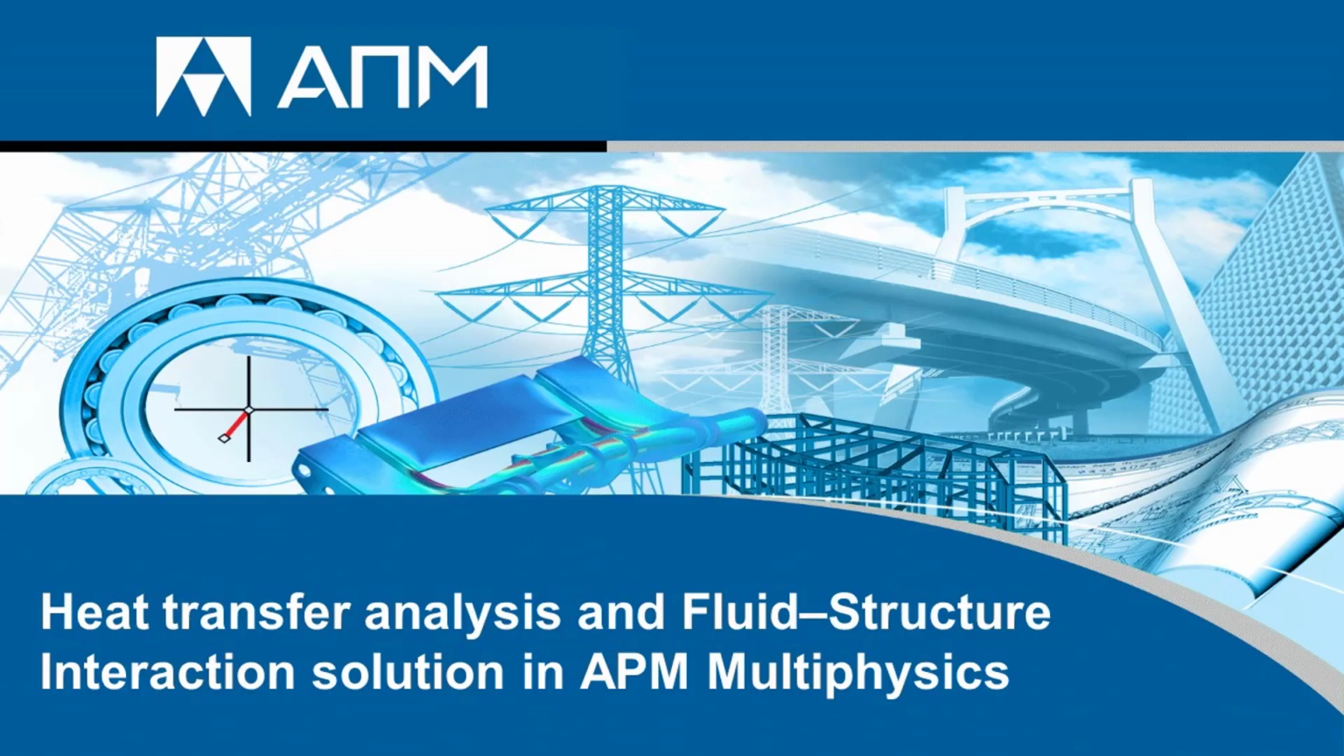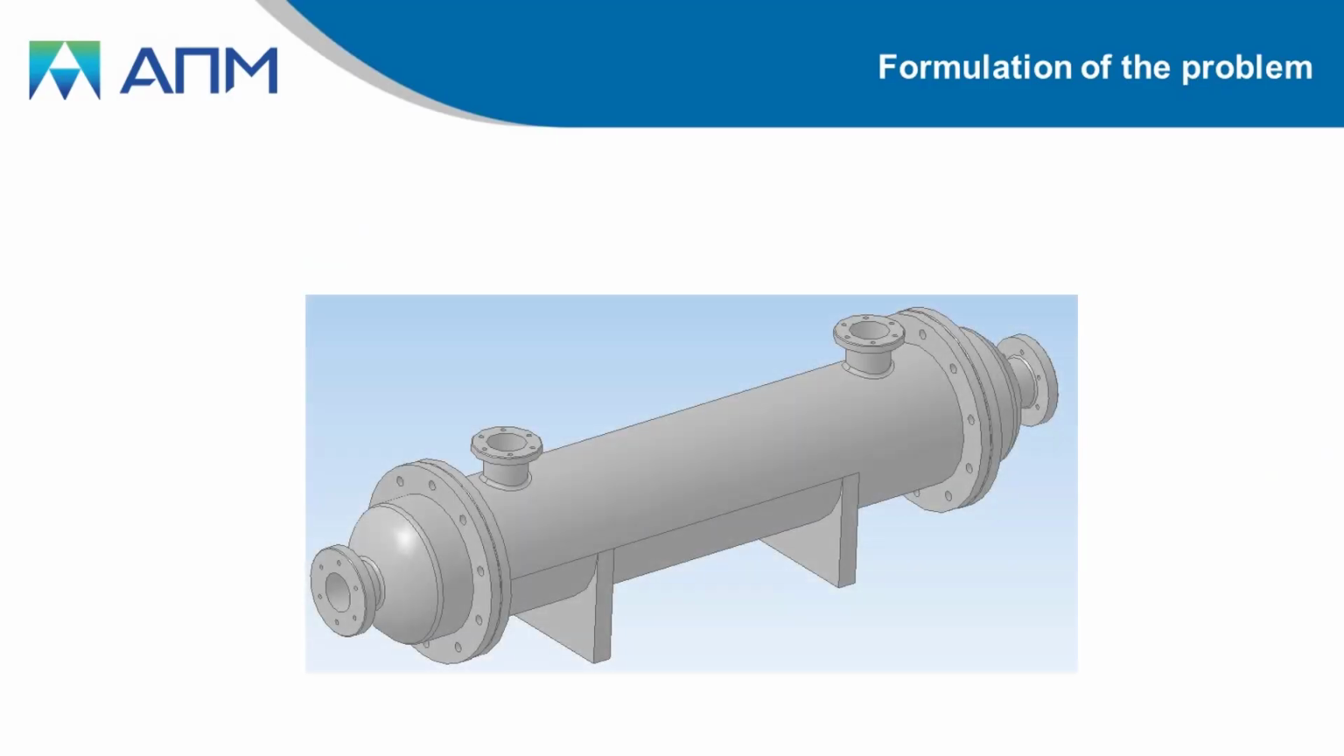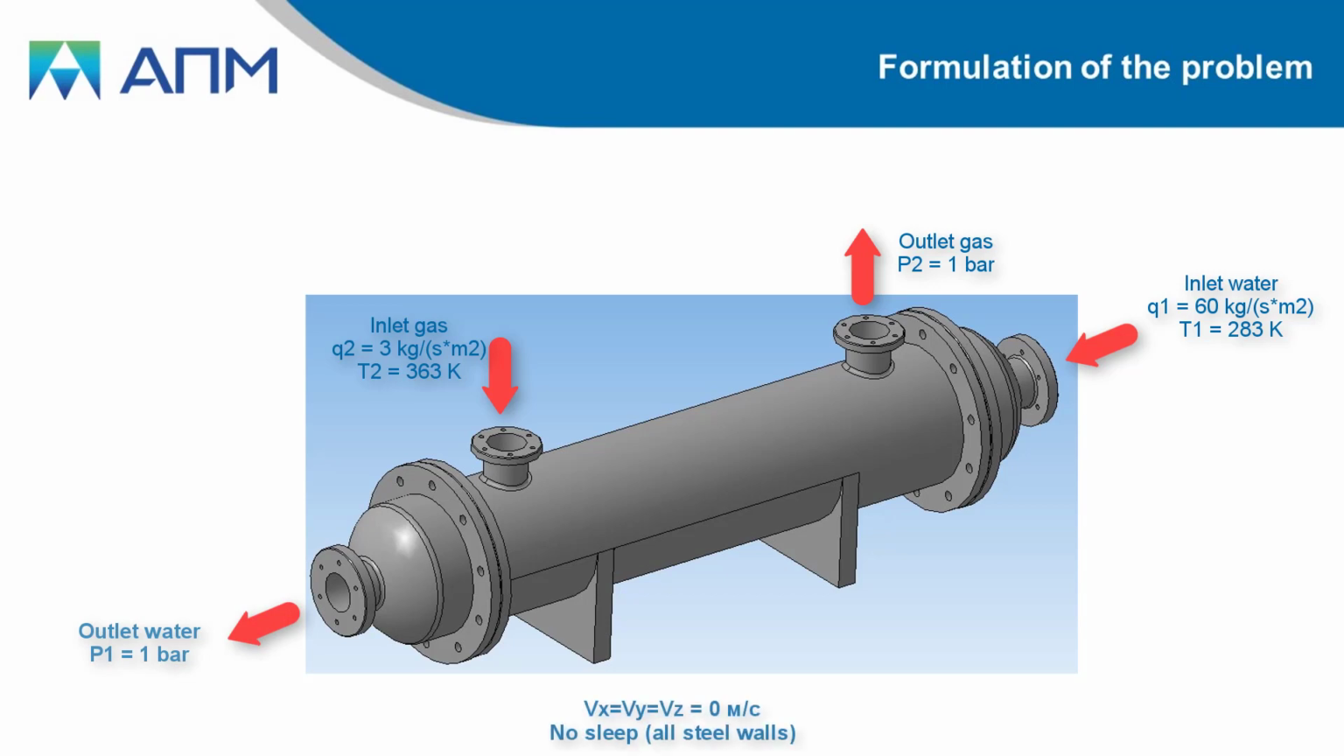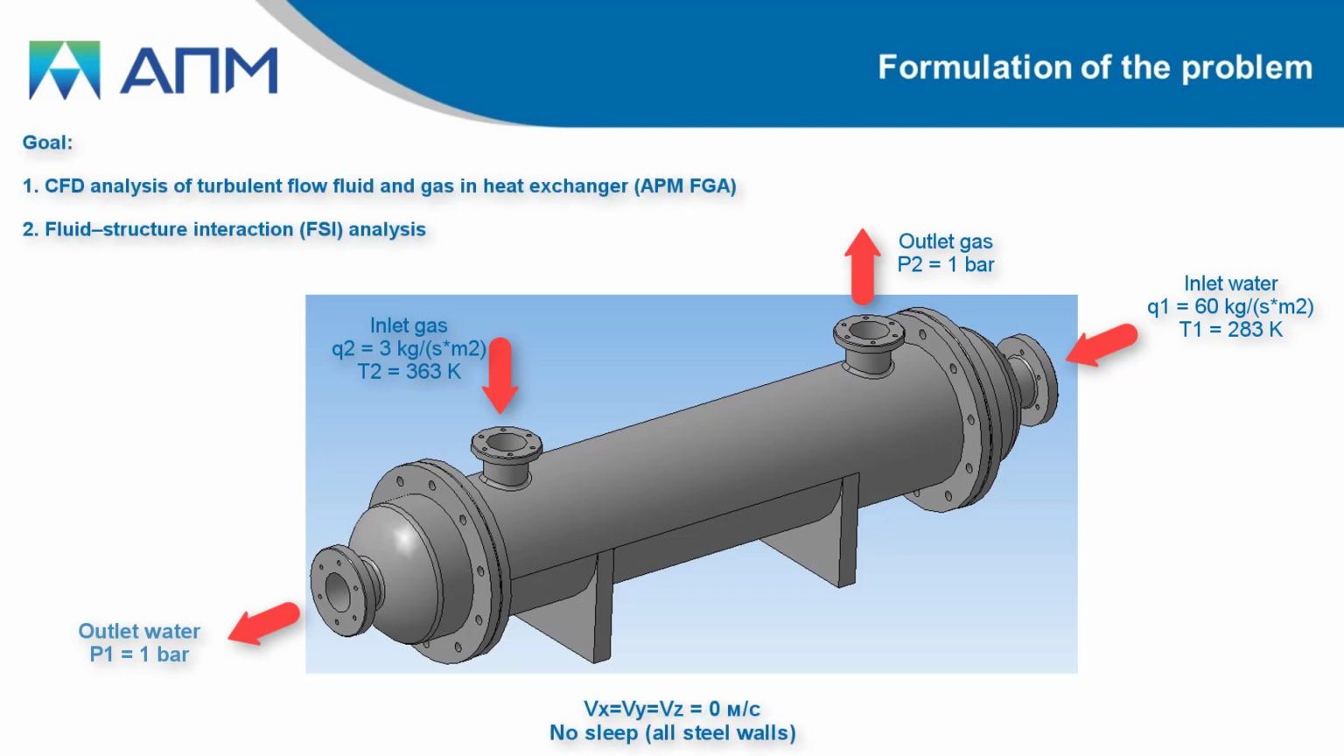Hey guys, you are watching a video about heat transfer analysis and fluid structure interaction solution in APM Multiphysics. We have a horizontal shell and tube heat exchanger. What we're going to do? First of all, we do CFD analysis of turbulent flow of fluid and gas in the heat exchanger using APM FGA, and then fluid structure interaction analysis.